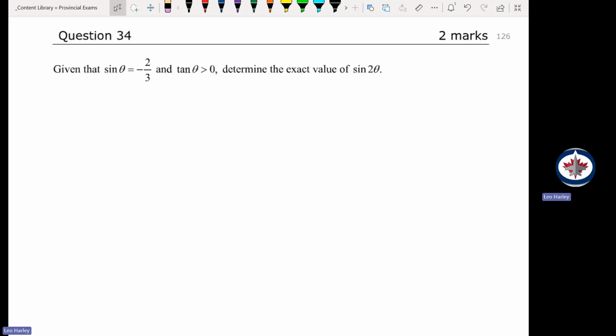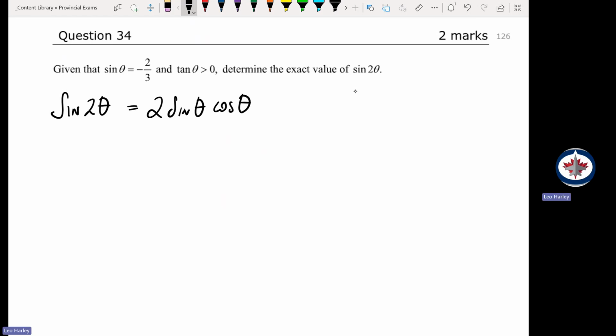Sine 2 theta. We love sine 2 theta. Why do we love sine 2 theta? There's only one substitution for sine 2 theta. I better get it right. Isn't it just 2 sine theta cos theta? Am I right? Okay, good. So it's just 2 sine theta cosine theta.